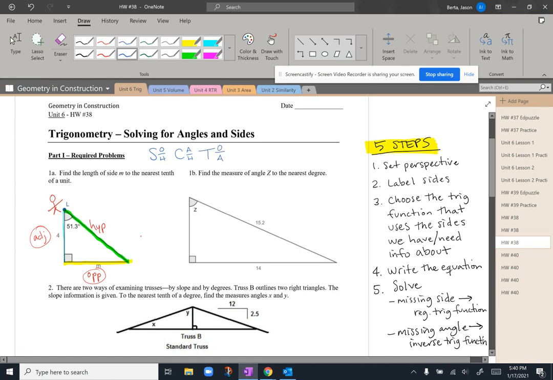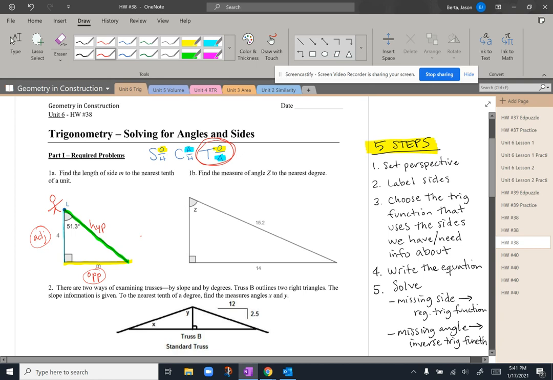I'm looking at a situation where I'm going to use the opposite side, right? Sine uses opposite, tangent uses it as well, and the adjacent side: cosine uses adjacent, but so does tangent. I'm going to choose the trig function that uses both of those sides. And in this case, that's going to be tangent. Okay? So that is step 3.